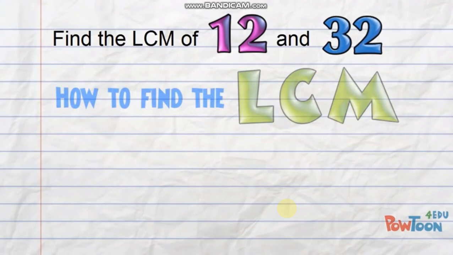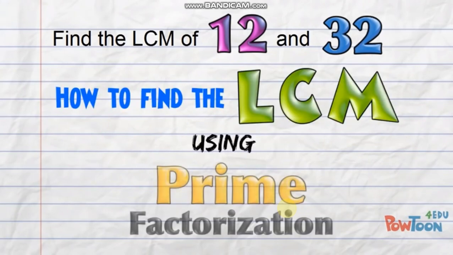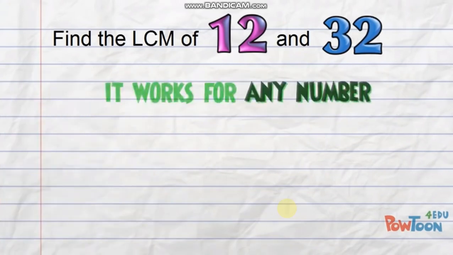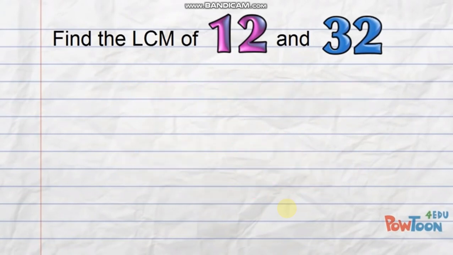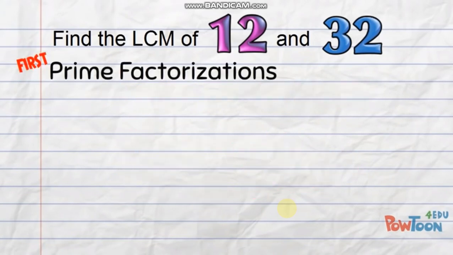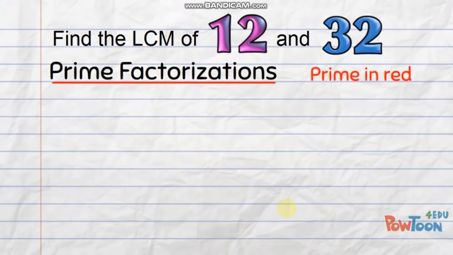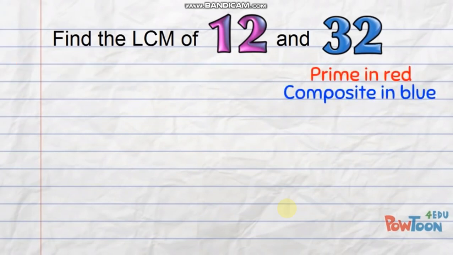So let's find out how to find the LCM by using prime factorization. Now we know the LCM of 12 and 32 is 96. Okay, we can use prime factorization. I will show you one problem. Using prime factorization, we can find out the LCM of 12 and 32.